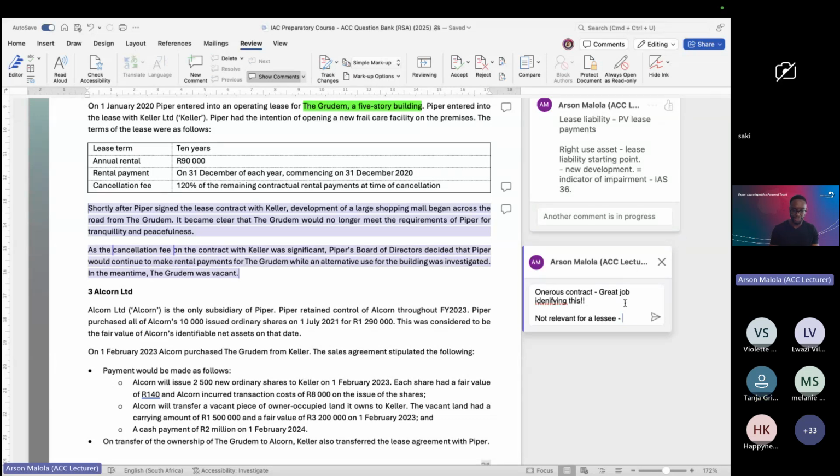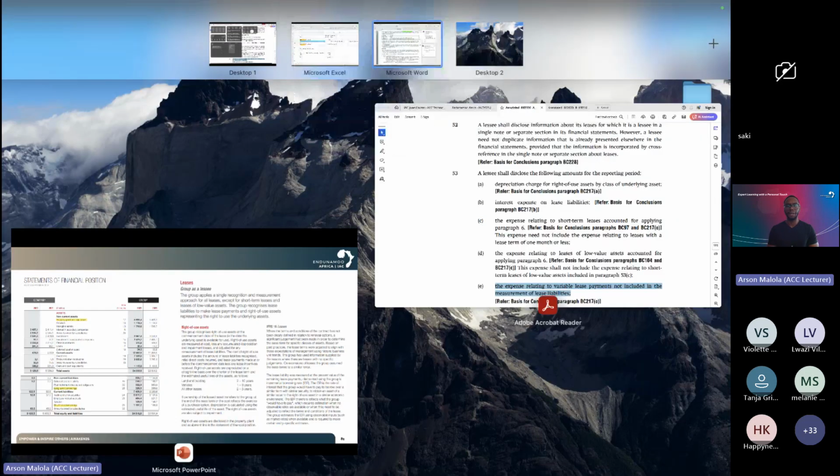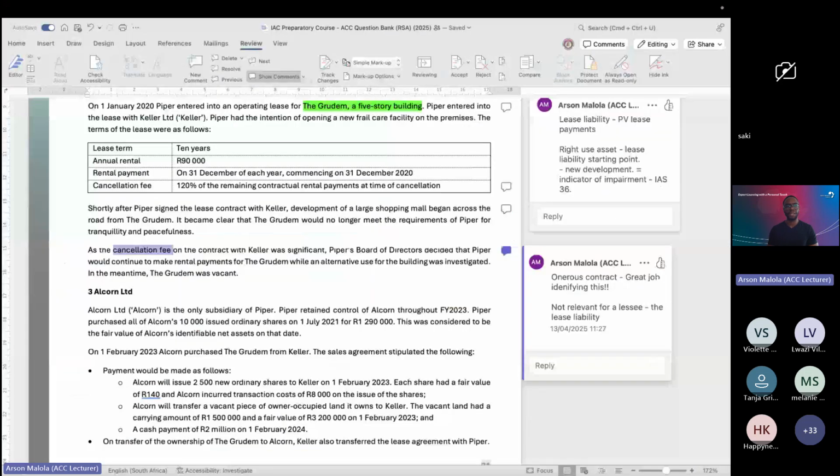100%. So it's not relevant anymore because the lease liability is already there on the statement of financial position. Previously, yes, it was relevant for lessees because of the previous way that they had to account for it. But now, because the lessee puts that full liability on the statement of financial position anyway, there's no need to recognize a separate onerous contract liability. Okay, but take nothing away from spotting that onerous contract. So ultimately, I think that's us discussing question number one.